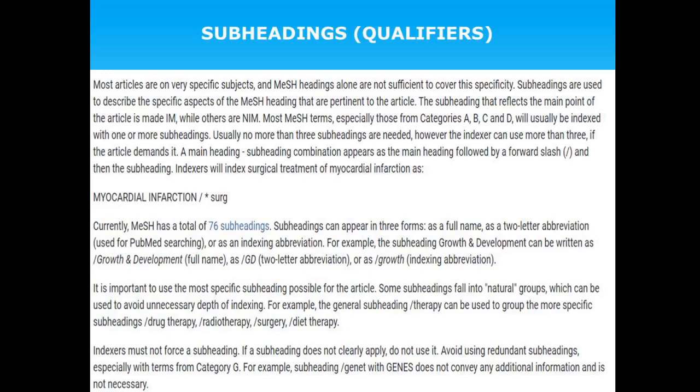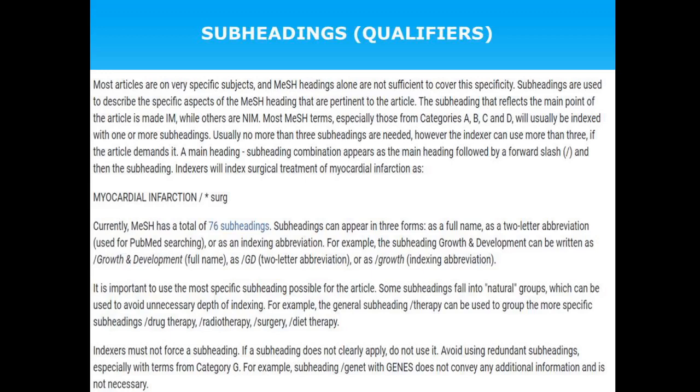Fine. It is important to use the most specific subheading, one very specific to the article. Some subheadings fall into natural groups which can be used to avoid unnecessary depth of indexing. For example, the general subheading therapy can be used to group the more specific subheadings like drug therapy, radiotherapy, surgery, diet therapy. Okay, if all these kinds of therapy are discussed in a single article, you can group them into a common subheading called therapy. Fine. The indexer must not force a subheading. If a subheading does not apply, don't use it. Only if it is discussed and applicable to the article, then use it, or else do not force it for the sake of adding.